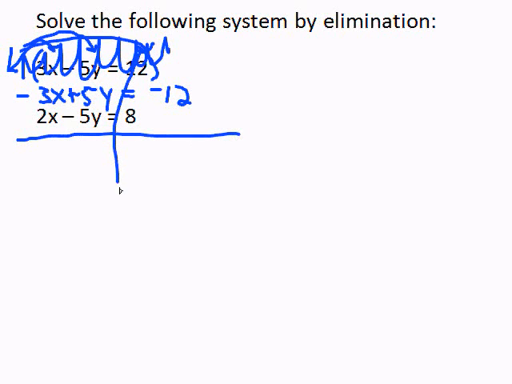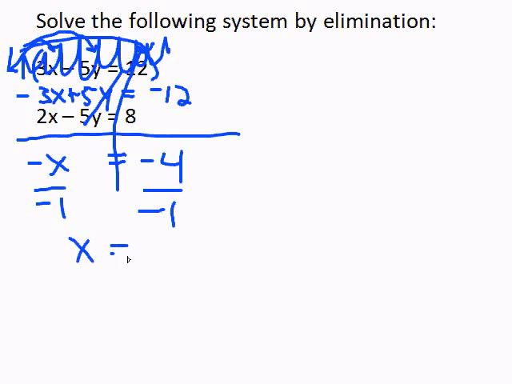Now, when I combine my two equations, negative 3x, positive 2x gives me negative x, positive 5y, negative 5y, they cancel out, equals negative 12 plus 8, which is negative 4. Notice that I've now eliminated the y's, and I can continue solving for the x. So I get x is equal to positive 4.